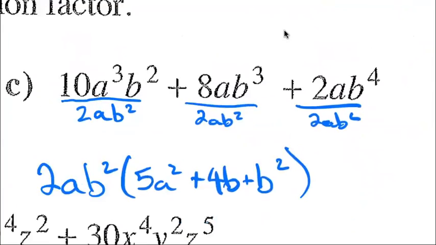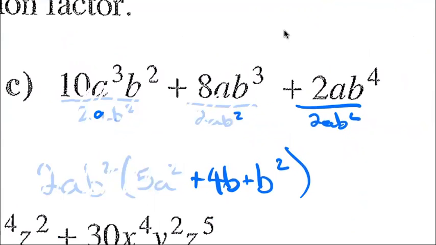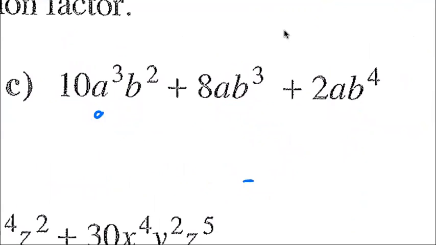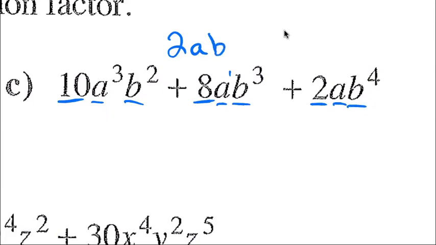Okay, I'll do C just as a quick example. I'm going to erase it and then I'll do it so you can follow along. So looking at all of these terms, I look at the greatest common factor between 10, 8, and 2, and I see that they all divide by 2. I look at my exponents that are common between each of the terms. I see that a is common between all terms. What's the lowest exponent? Well, the lowest exponent is 1. I look at b. B is common between all terms. I look at the lowest exponent, b squared.